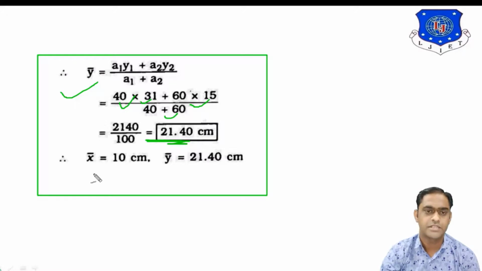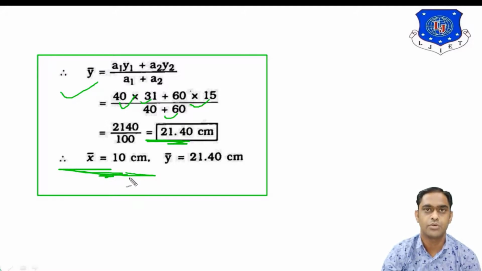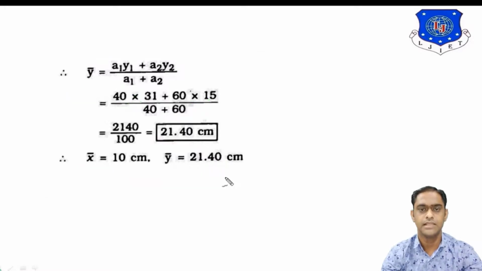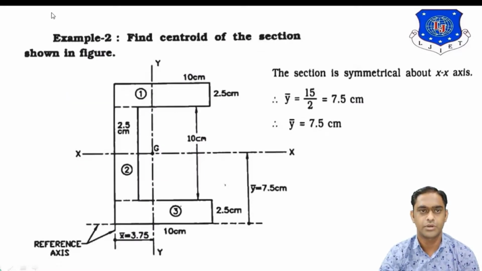So now, x bar equal to 10 centimeter, which is directly available due to symmetrical figures, and y bar is equal to a1y1 plus a2y2 upon a1 plus a2. According to this formula, you can find y bar, which is equal to 21.40 centimeter. So, this is basically the numerical number 1. Now, let us start with numerical number 2.